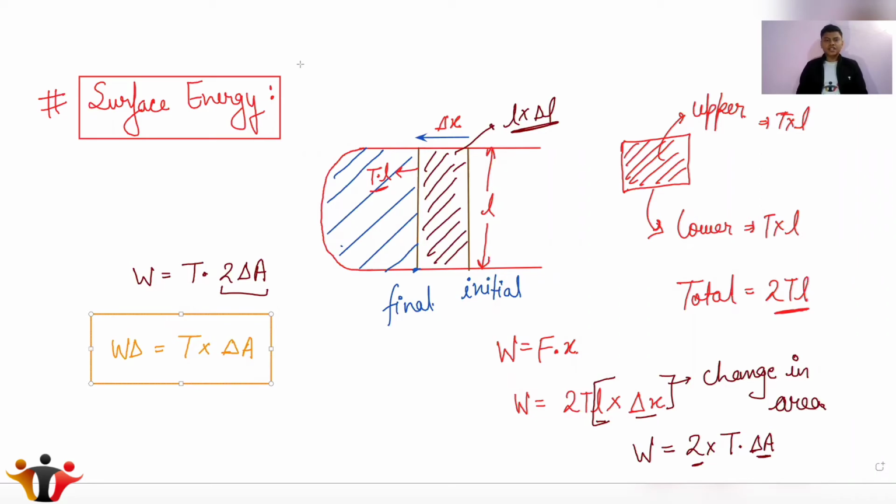And this work done is nothing but energy, which is called surface energy. We can represent this work done as E. So surface energy is equal to tension into change in area. From here, one more definition for surface tension comes: tension is equal to surface energy divided by change in area. So this can be our new definition.